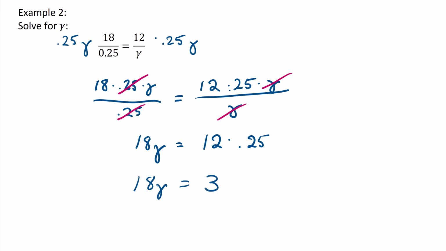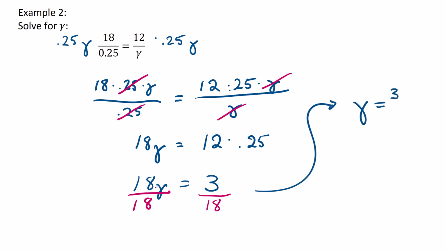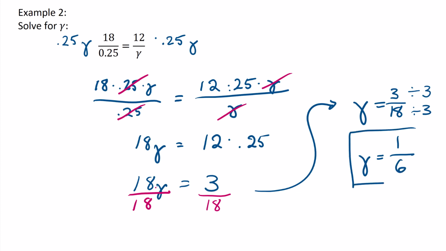And you can always check this with your calculator. Multiply 12 times 0.25 and you should get 3. And now if I want to isolate the variable, I need to divide both sides by the number multiplying gamma. So I'll divide both sides by 18, and that will give me gamma is equal to 3 over 18. Now, both of these should have a 3 in common. Gamma equals 3 divided by 3 is 1, 18 divided by 3 is 6. So this should be our final answer.